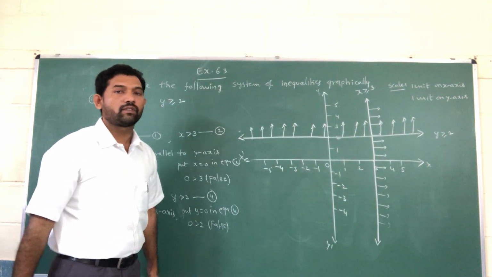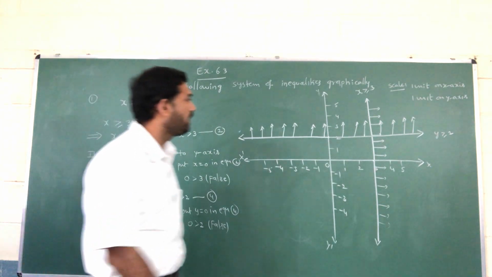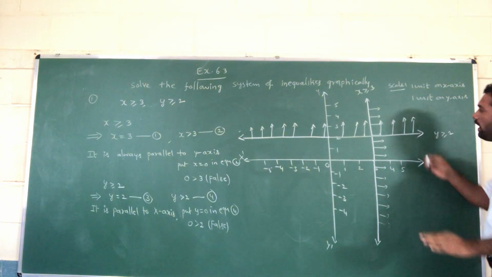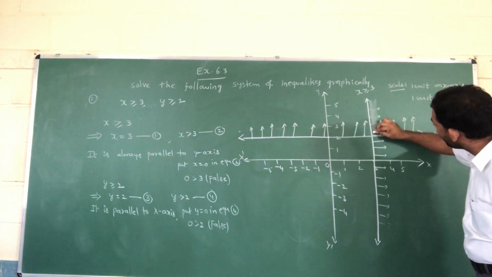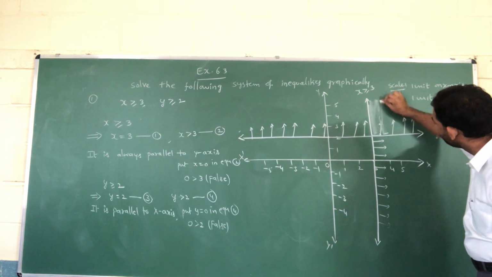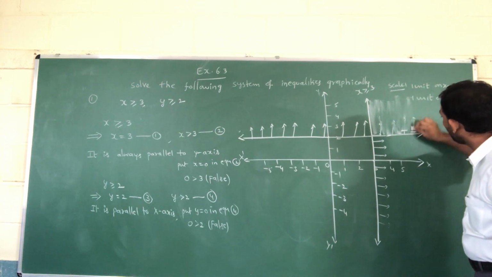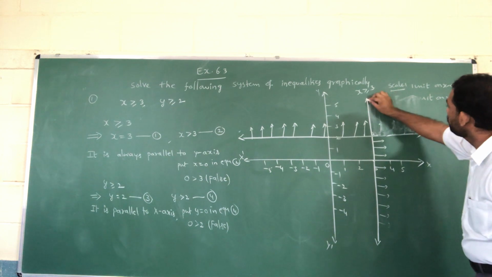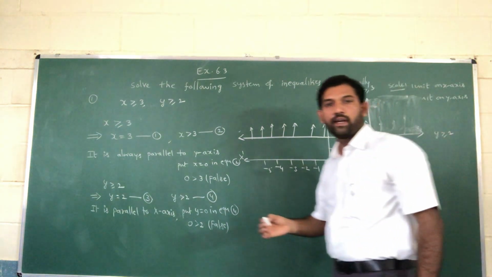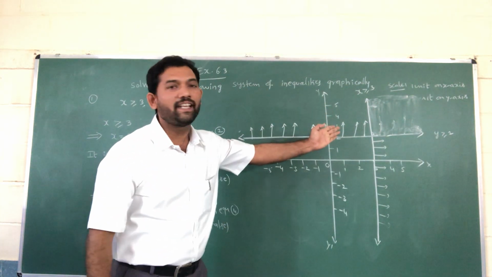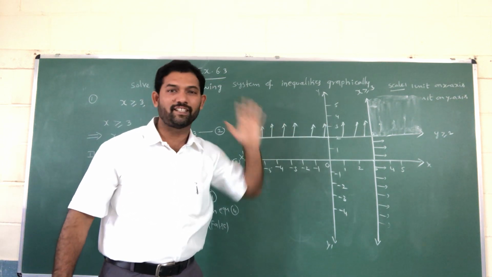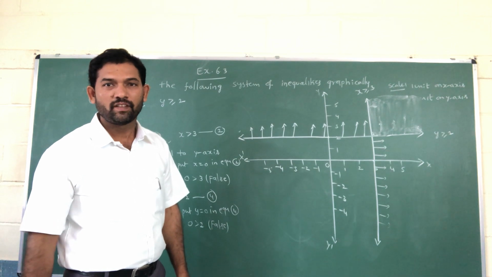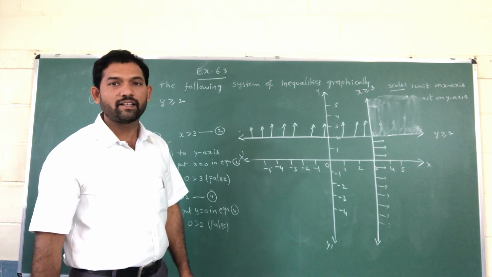So two graphs, so two lines, where are they intersected? This area only, na? This area only is intersected. So this area you have to shade. You have to shade like this. So that is our solution set. Understand? I hope you all are understanding.